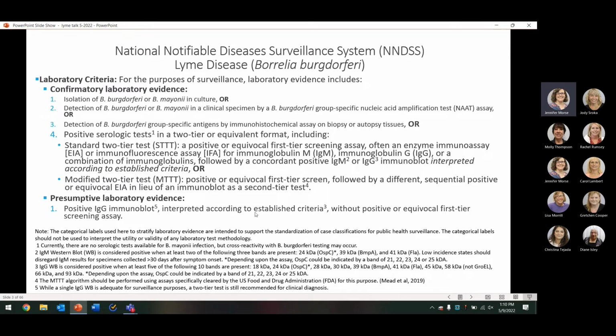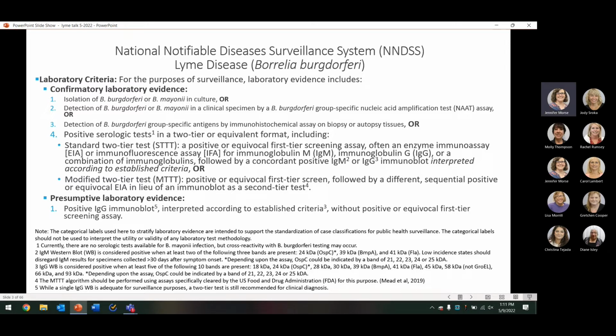And with the blots, they're talking about established criteria. Those are listed down here below in tiny print. That's where you get the number of bands, and I'll talk more about that. I wanted to put this information first to talk about this. This is why we're talking about Lyme today, because this is all really confusing.